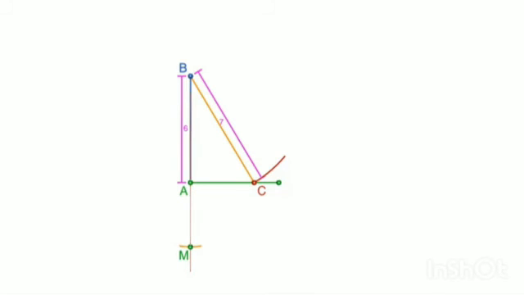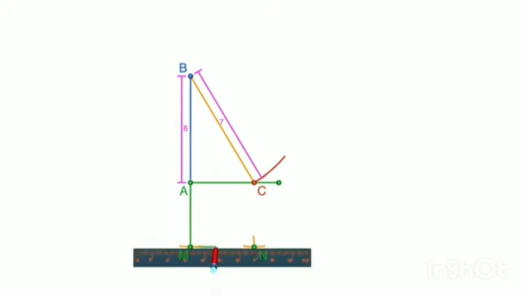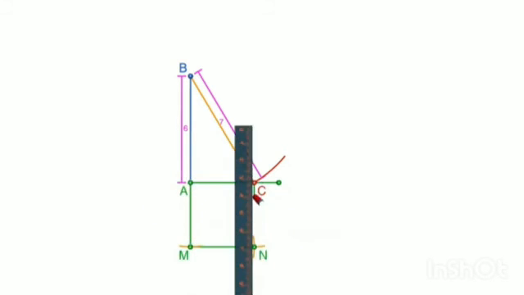Now take the length of AC in the compass and draw arcs from M and C. The point of intersection is the fourth vertex of the square. Let it be N. Join MN and CN. AC is root 13 centimeters. Therefore, the area of this square is 13 square centimeters.